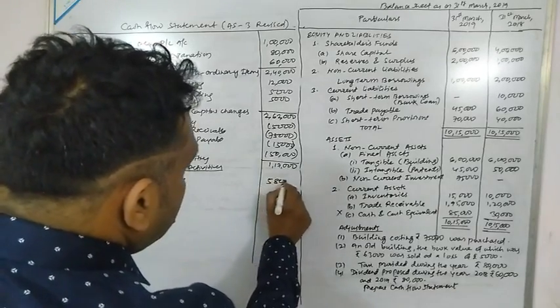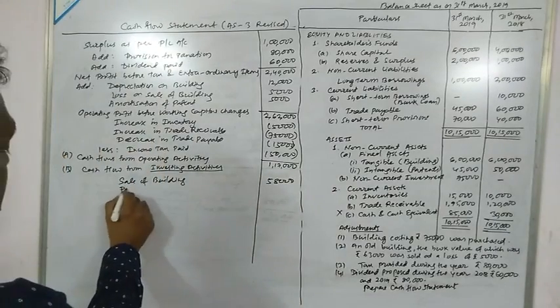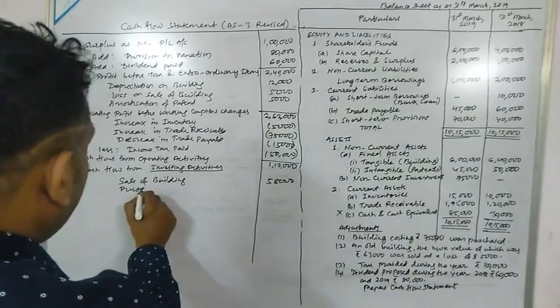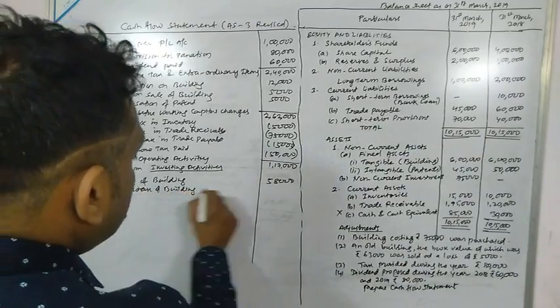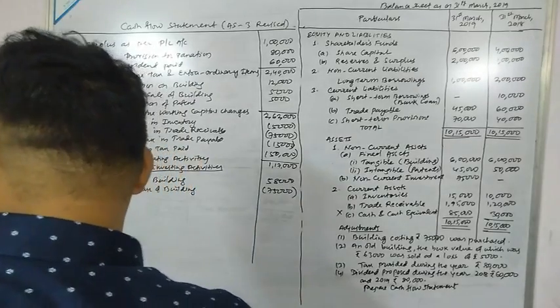58,000. Sale of building. ठीक है, पैसा आ रहा है. Now your purchases of building. So यहाँ पे था your building was purchased how much? 75,000. So purchase of building. So it will result in the outflow of cash. Cash जा रहा है. So it will be your 75,000.